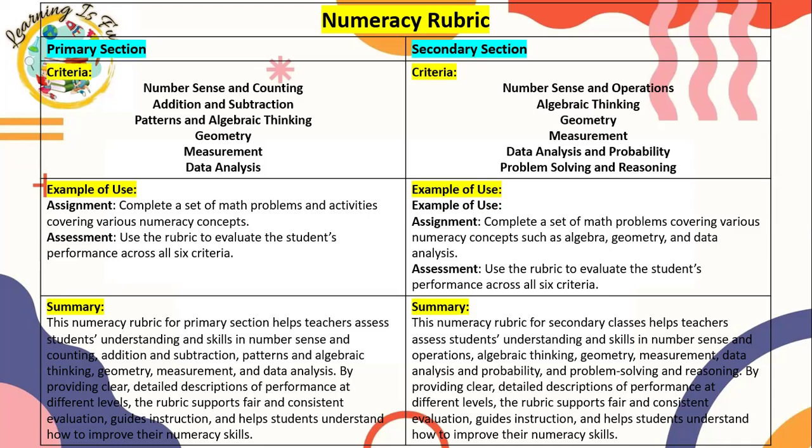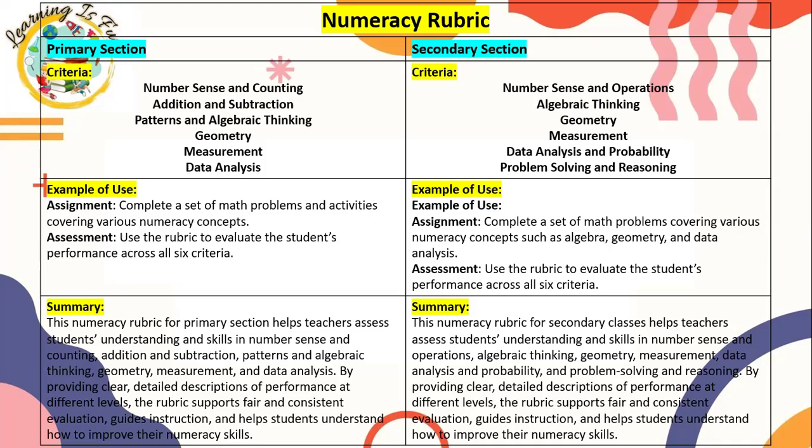For addition and subtraction, it will be different. For multiplication and division, it will be different. For patterns and algebraic thinking, the set criteria, what you want to check from your children, what objectives you have for your children, that would be different. Okay? For geometry, it would be different. Measurement, it would be different. Data analysis, definitely, it would be different. All right. So in general, you are going to take all these criteria in your mind.